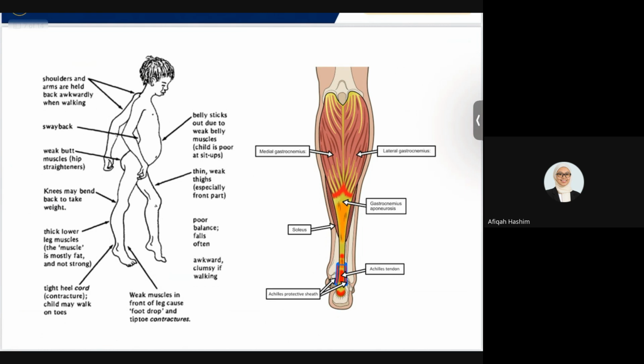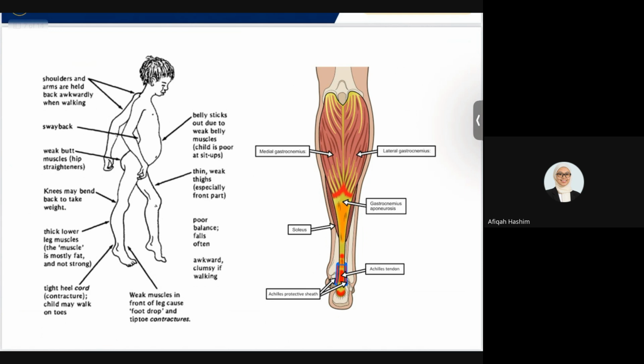All right, you can see from your orthotic notes. This figure is also very important for your final exam. This DMD, they don't have only weak muscle, they also develop abnormal posture. If you look at the picture, they have abnormal posture, abnormal gait, they have contracture, they have balance problems. We will go one by one.